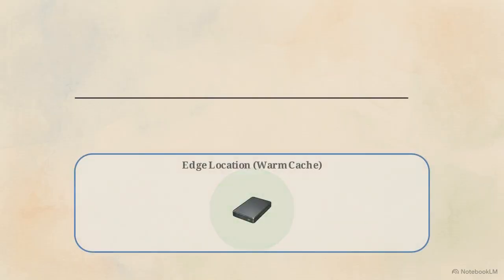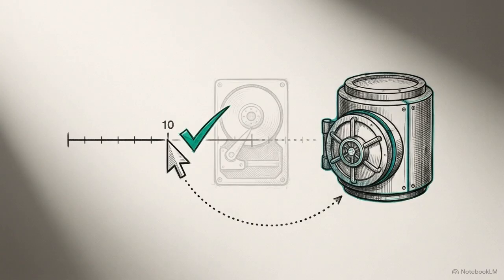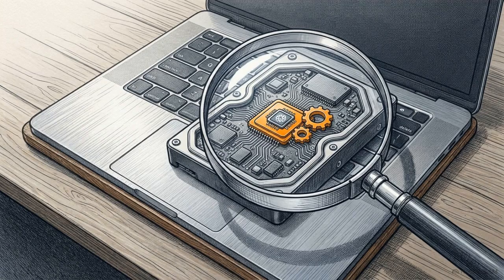If a URL expires in 5 minutes, but the cache TTL is 1 hour, a request at minute 6 is instantly blocked with a 403 error, despite a warm cache. Conversely, a valid URL at minute 10 passes authorization, but if the cache node evicted the file, it forces a fresh origin fetch. The inverse can also happen on the client's local machine.